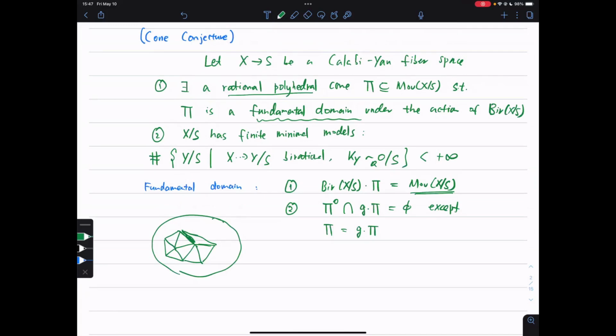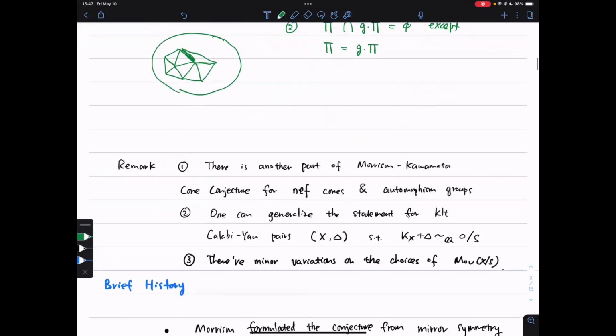So the idea is to use some convex geometry to understand the birational geometry of Calabi-Yau fiber spaces. And I would remark that this is just one part of the cone conjecture. It is about movable cones. There is another part of the Morrison-Kawamata cone conjecture, for nef cones, where the group is the automorphism group instead of the birational automorphism group. So I just stated one part.